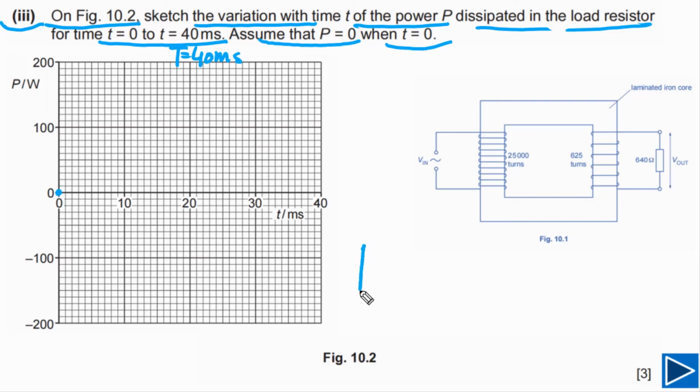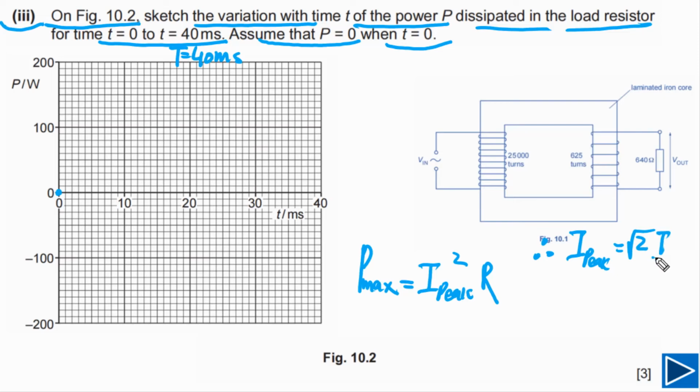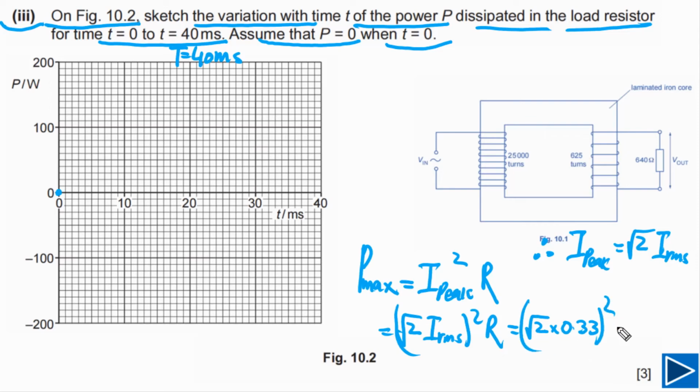Now, first of all, we find P max, the maximum value of the power dissipated. That will be equal to I peak squared times the resistance. But we have already calculated IRMS, so we can calculate I peak. I peak will be equal to root 2 times IRMS. So we replace I peak with root 2 times IRMS, squared, multiplied by R. Now we plug in values: root 2 multiplied by the RMS value, 0.33, squared, and multiply by the resistance of the load resistor, which is 640.